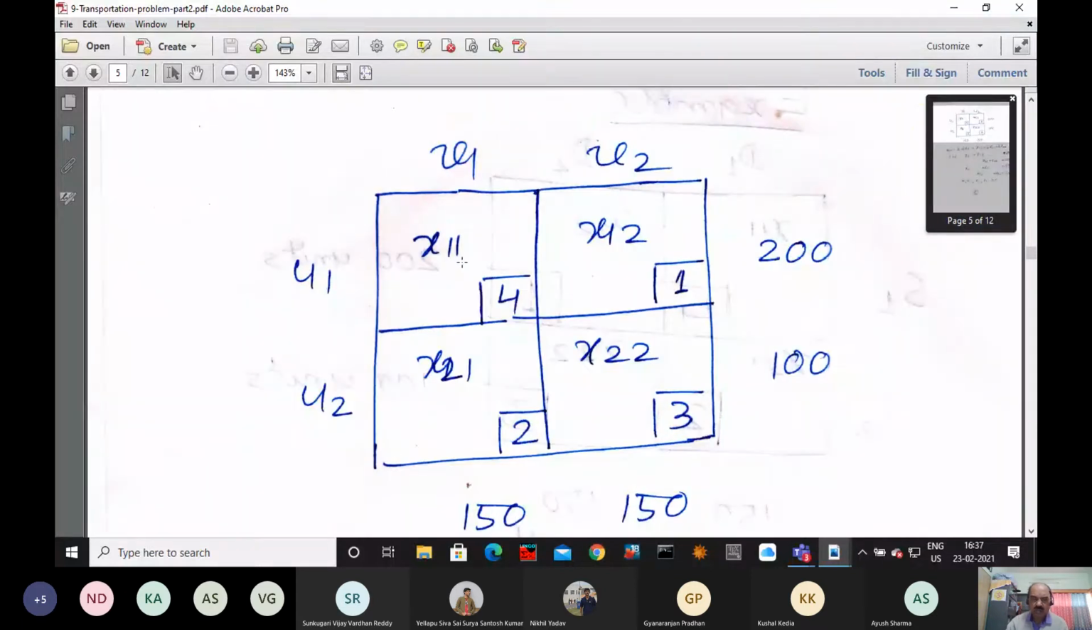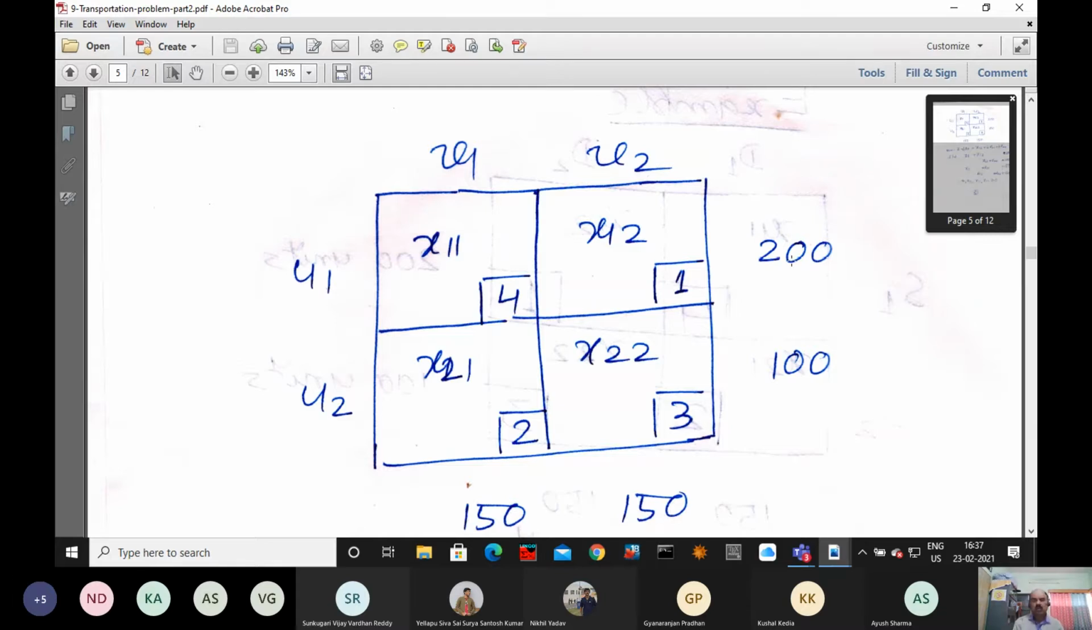So X11 plus X12 equal to 200. Then X11 plus X21 equal to 150. Then second row, X21 plus X22 equal to 100. And similarly, X12 plus X22 equal to 150.